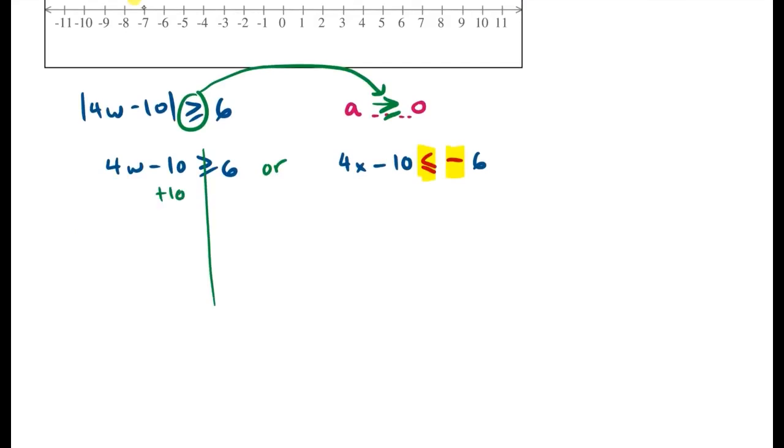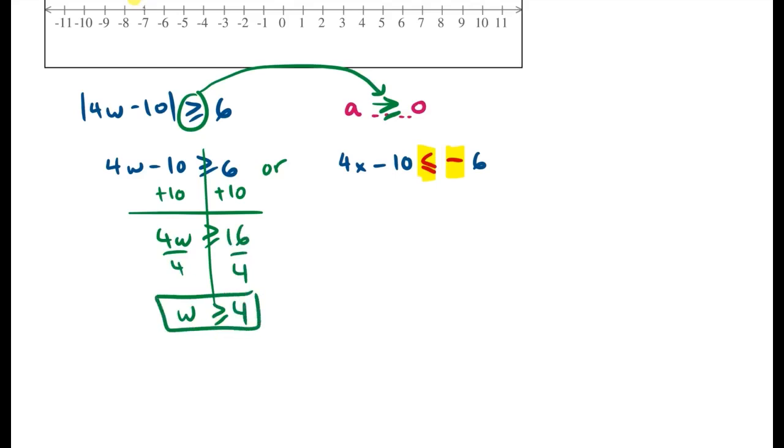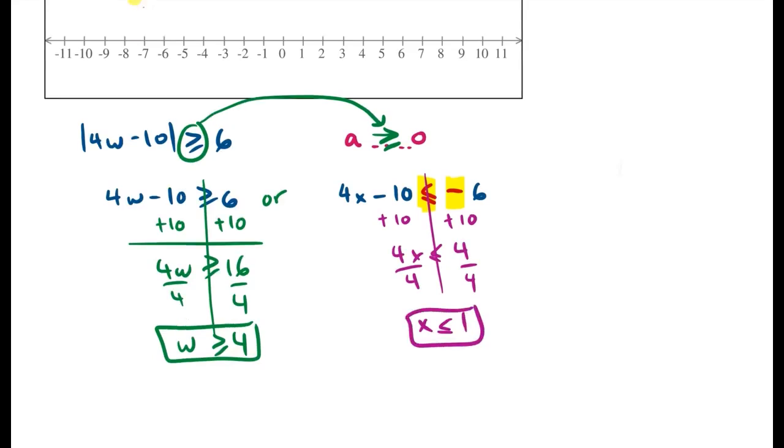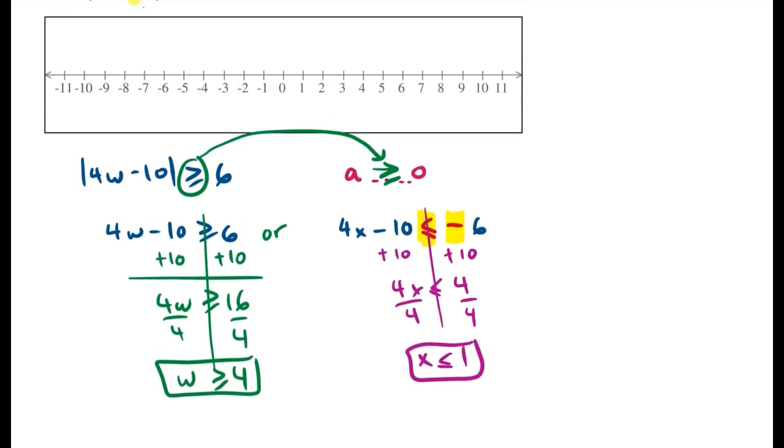Alright, we're going to continue to solve this. We will add 10 on both sides. That will give you 4w greater than or equal to 16. Then we divide by 4 on both sides: w greater than or equal to 4. On the other side, we add 10 on both sides. That will give you 4w less than or equal to 4. And we divide by 4 on both sides: w less than or equal to 1.